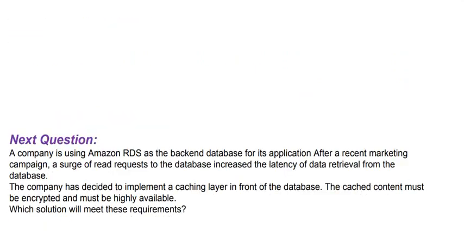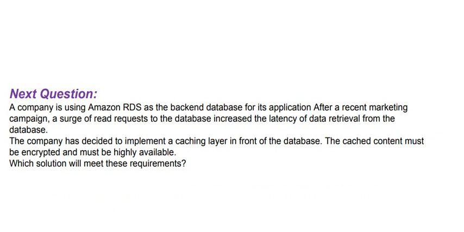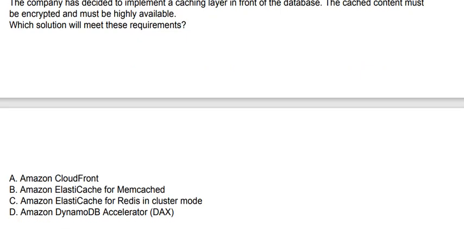Next question is, a company is using Amazon RDS as the backend database for its application. After a recent marketing campaign, a surge of read requests to the database increased the latency of data retrieval from the database. The company has decided to implement a caching layer in front of the database. The cached content must be encrypted and must be highly available. Which solution will meet these requirements?